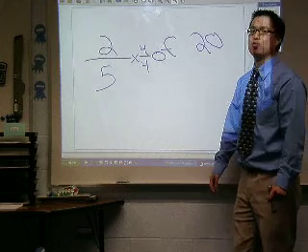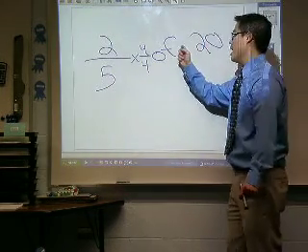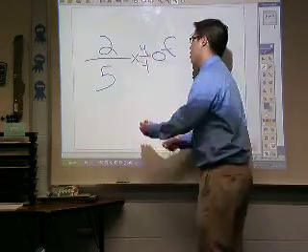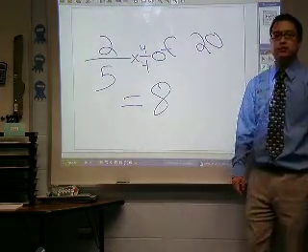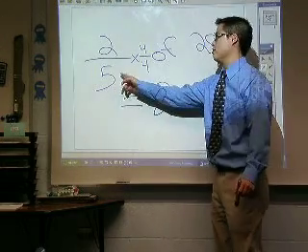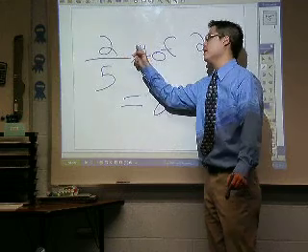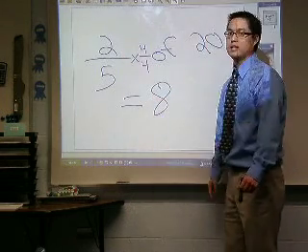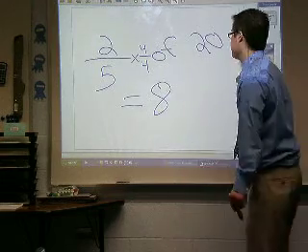Okay, now watch really carefully. If I take 5 times 4 to get 20, I know that 2 times 4 equals 8, and that's my answer. Once you look at your denominator and how it turns into a 20, you do the same thing to your numerator, and 2 times 4 equals 8. That's a different way that you can do these kind of parts and whole fractions.